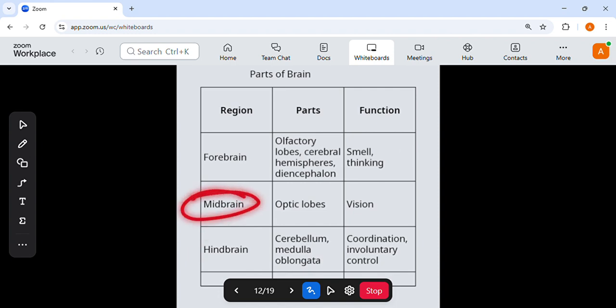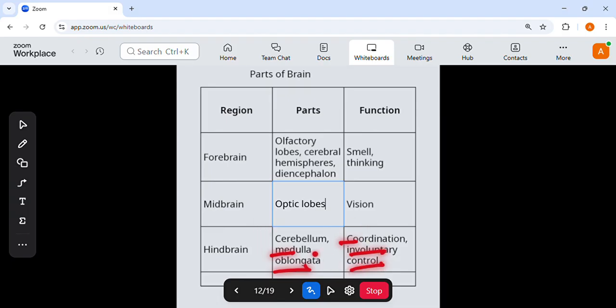Then they have the midbrain, the optic lobes. Optic is related with vision, so the function is vision, for seeing. And optic lobes are paired. Then the hindbrain includes cerebellum for balance and medulla oblongata. So it is involved in coordination and involuntary control.